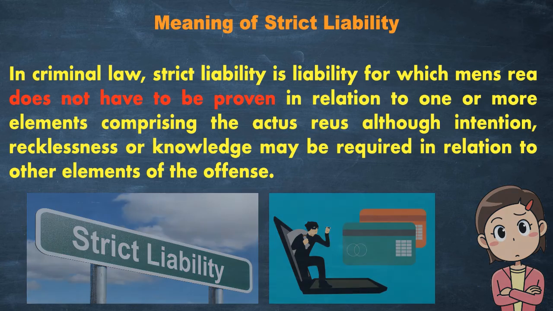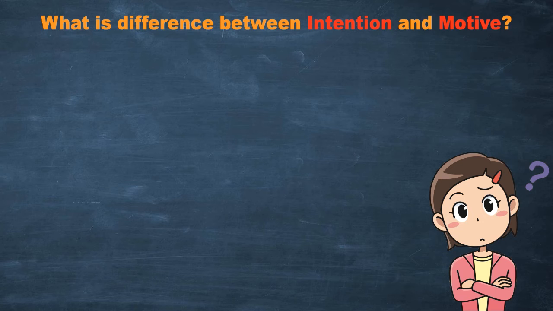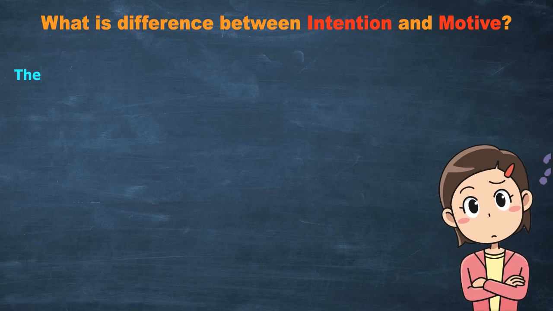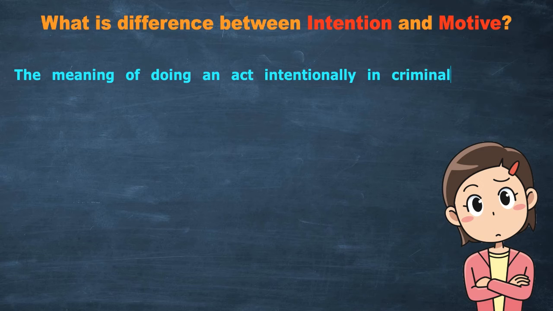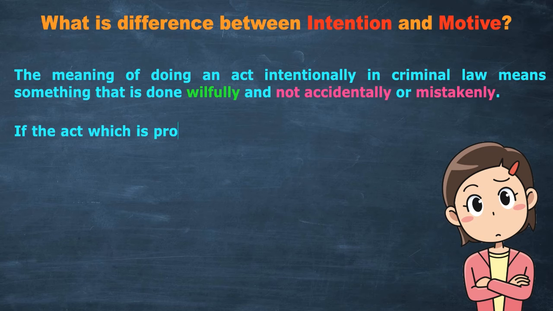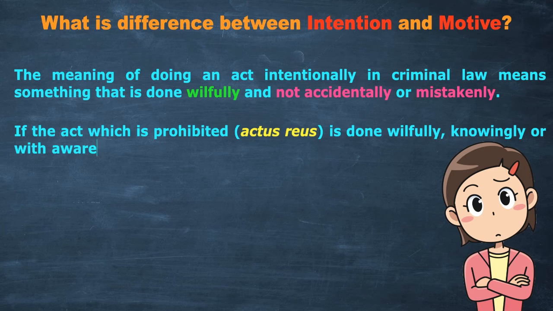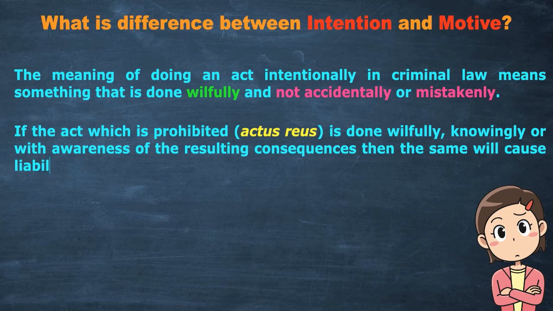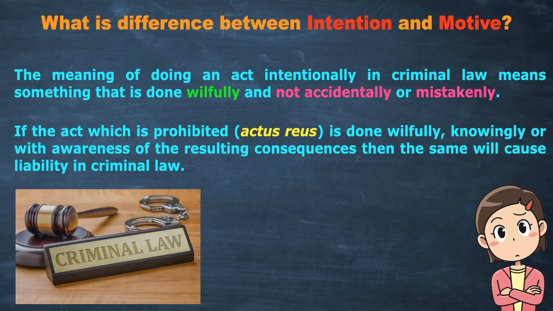Okay. Now, the last point of this topic: what is the difference between intention and motive? The meaning of doing an act intentionally in criminal law means something that is done willfully and not accidentally or mistakenly. If the act which is prohibited, the actus reus, is done willfully, knowingly, or with awareness of the resulting consequences, then the same will cause liability in criminal law. So this is talking about the intention.